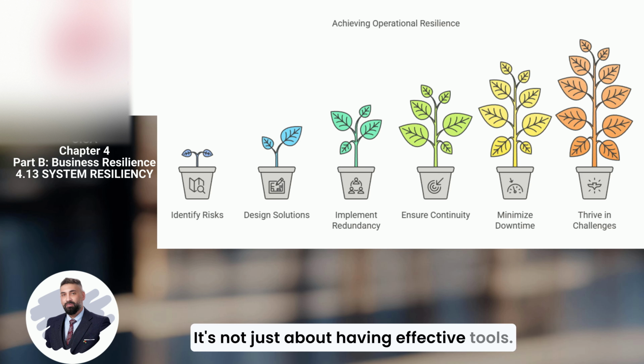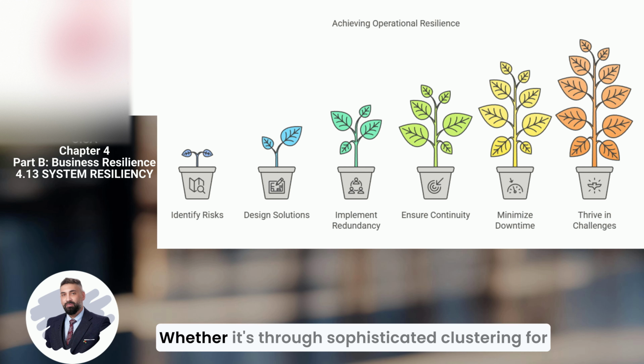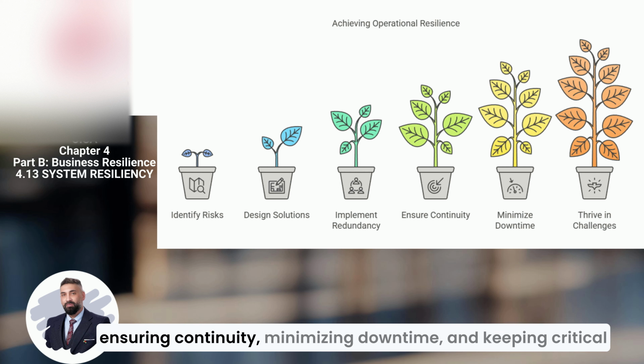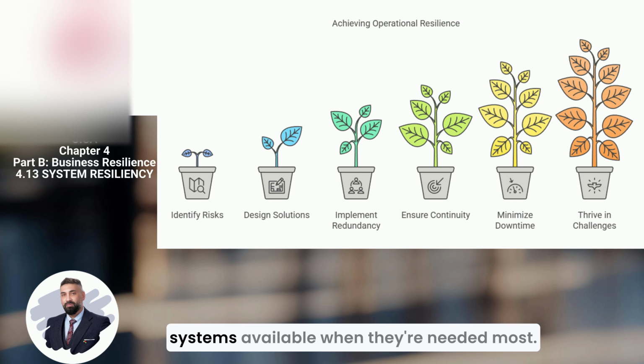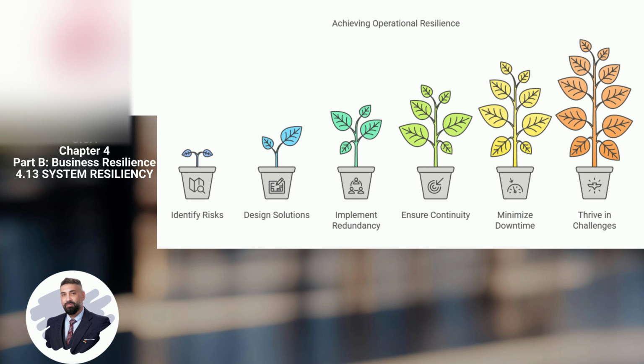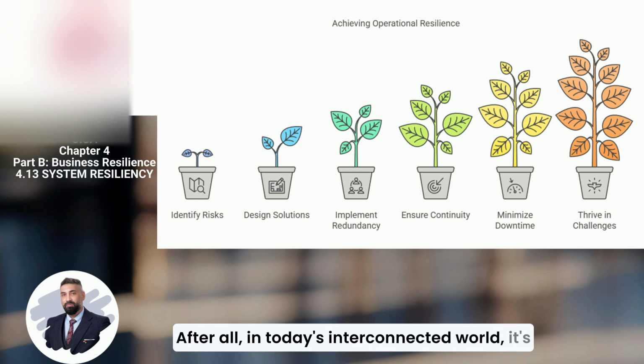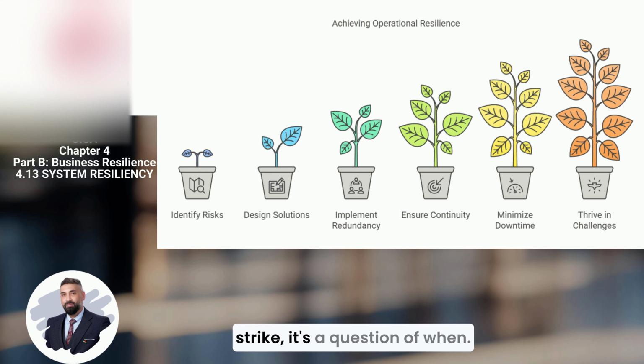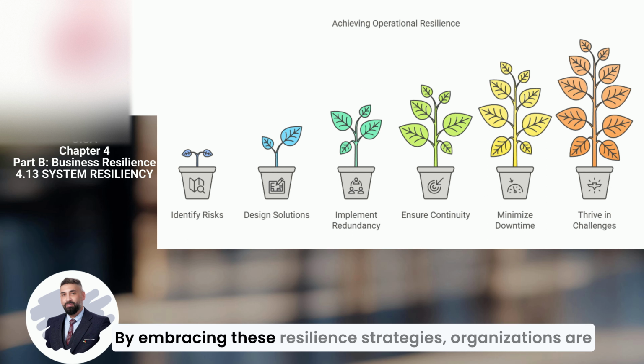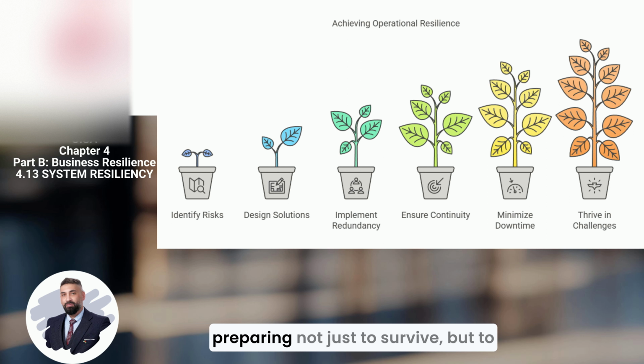It's not just about having effective tools, it's about designing solutions that anticipate potential failures and build recovery into the very fabric of operations. Whether it's through sophisticated clustering for applications or robust redundancy measures in telecommunications, the goal remains the same: ensuring continuity, minimizing downtime, and keeping critical systems available when they're needed most. After all, in today's interconnected world, it's not a question of if disasters will strike, it's a question of when. By embracing these resilience strategies, organizations are preparing not just to survive, but to thrive in the face of challenges.